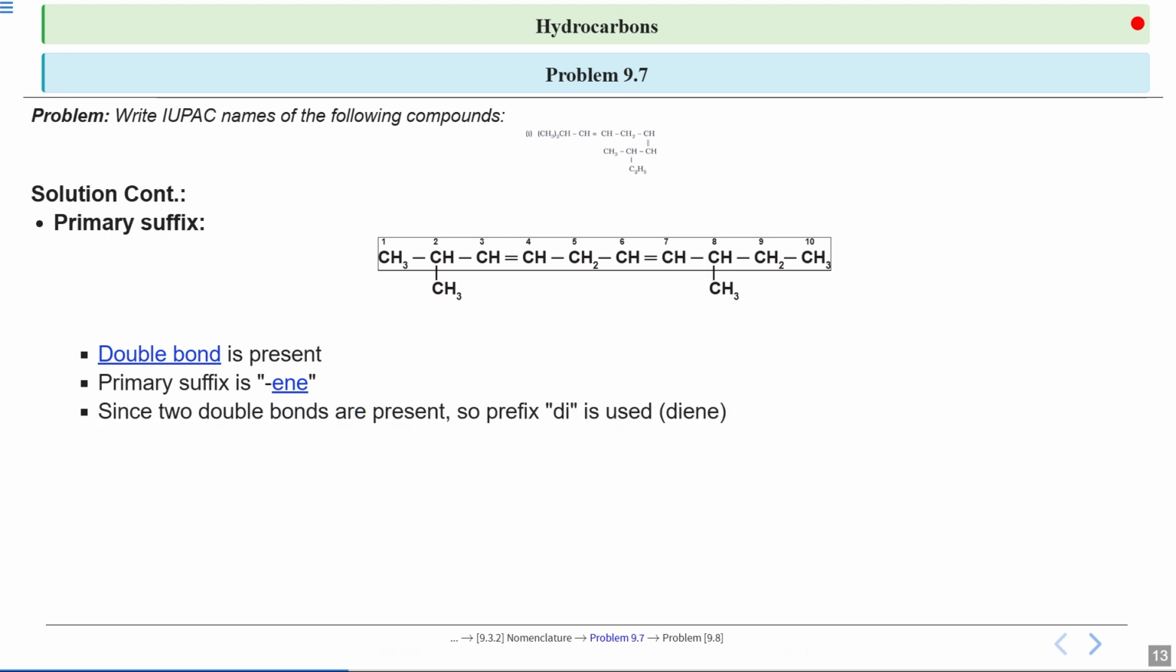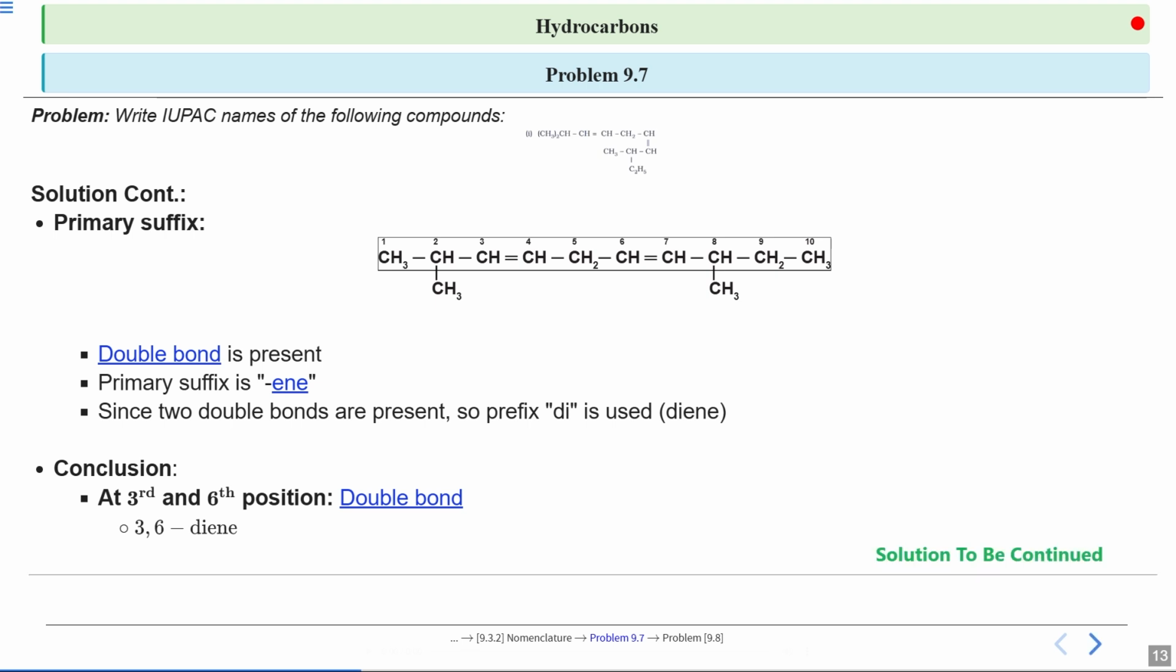Now, two double bonds are present here, so you will use the prefix di for this primary suffix. So it is a kind of diene. But the important part is that you also have to give the position of these double bonds. The double bond is present at the third and sixth position. Therefore, the primary suffix will be 3,6-diene. So this is the primary suffix for the given compound.